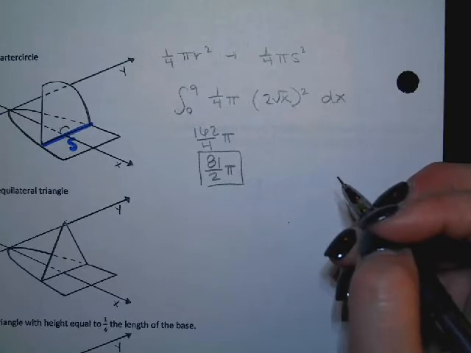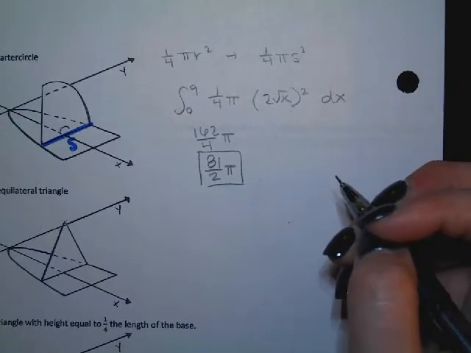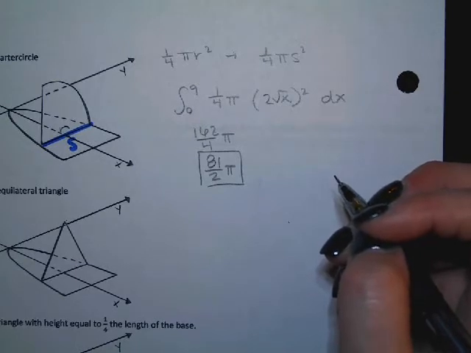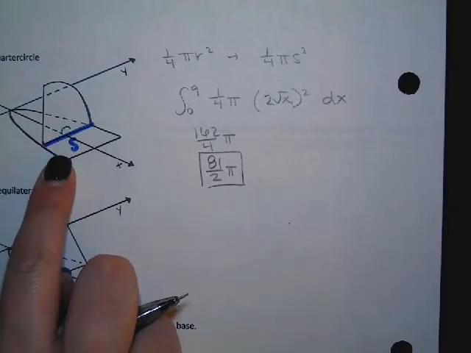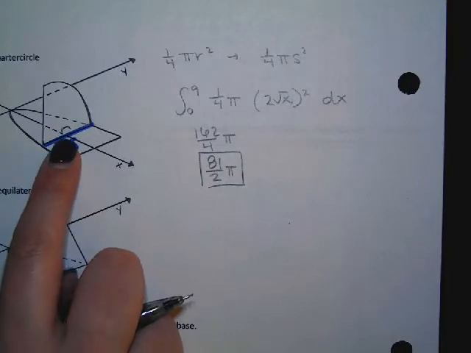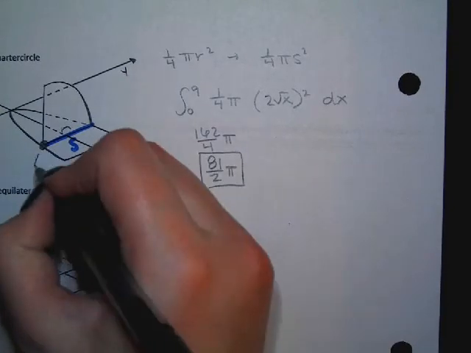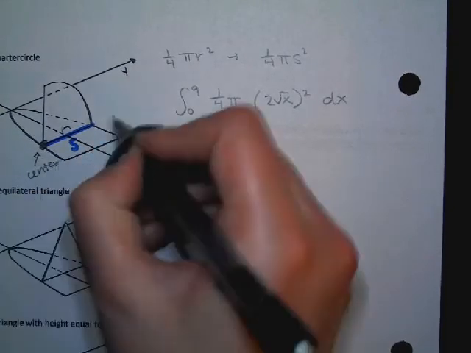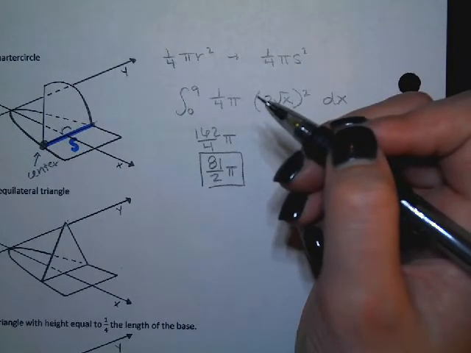Isn't it 81/4? That was the previous problem. Oh yeah, this is 1/8. How do you get from the 1/4 pi r squared to the 1/4 pi s squared? Because the r and the s are the same. That's the radius of the circle. Because this is the center of the circle right here, and that's the edge of the curve on the other side, so this is the radius. So R equals S, so you can just replace it.